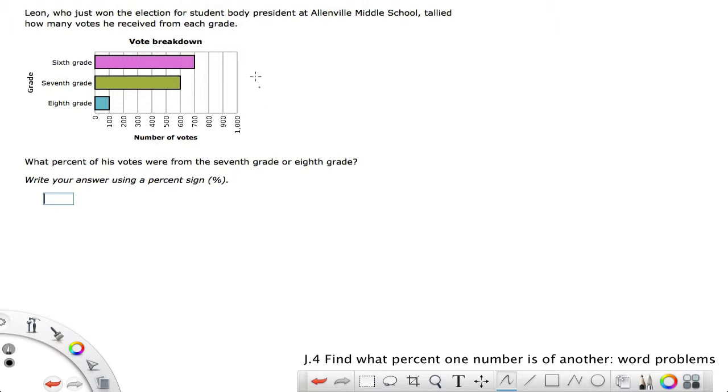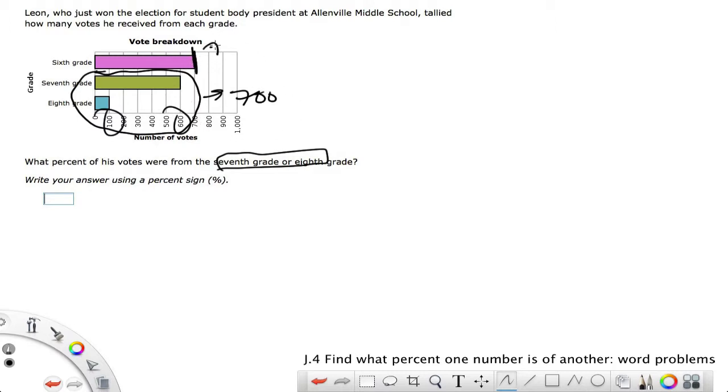Right, so now they've given us a graph of it, and this is really no different than the last one. So we want what percent of this guy's votes, Leon's, were from 7th or 8th grade. So we want all of this. So he's got 600 and 100, so he has a total of 700 votes. Out of, well, there are also 700 6th grade votes. So 700 out of a total of 1,400. Hopefully you can see that is 50%.